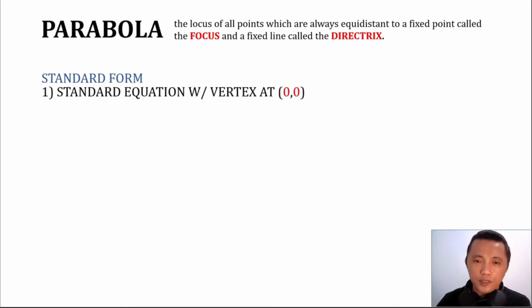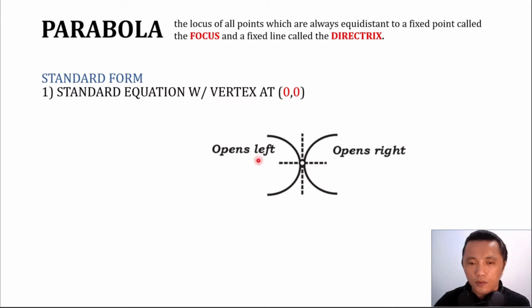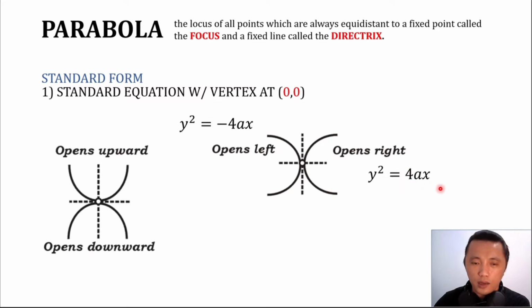Okay. Now for the standard form with vertex at (0, 0), so it's just easier. So if it opens left, it's y squared equals negative 4ax. If it opens right, it's y squared is equal to 4ax. If it opens upward, it's x squared equals 4ay. If it opens downward, it is x squared equals negative 4ay.